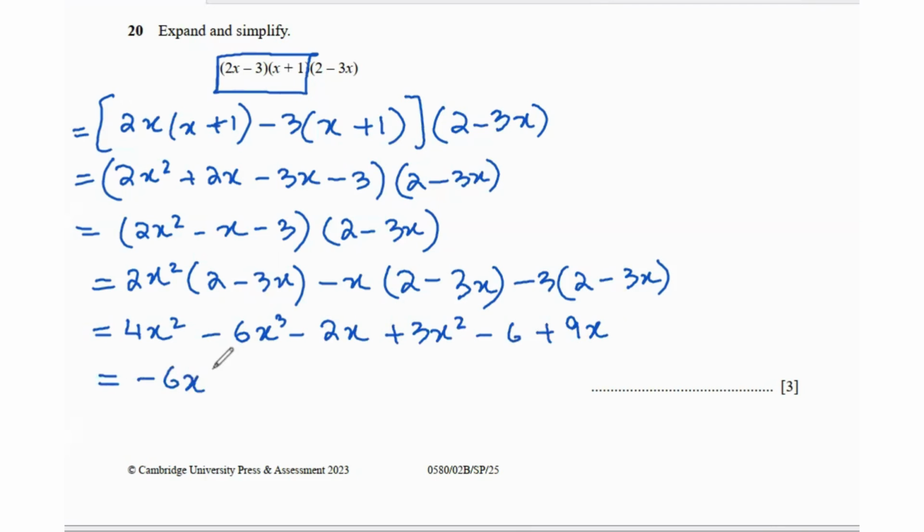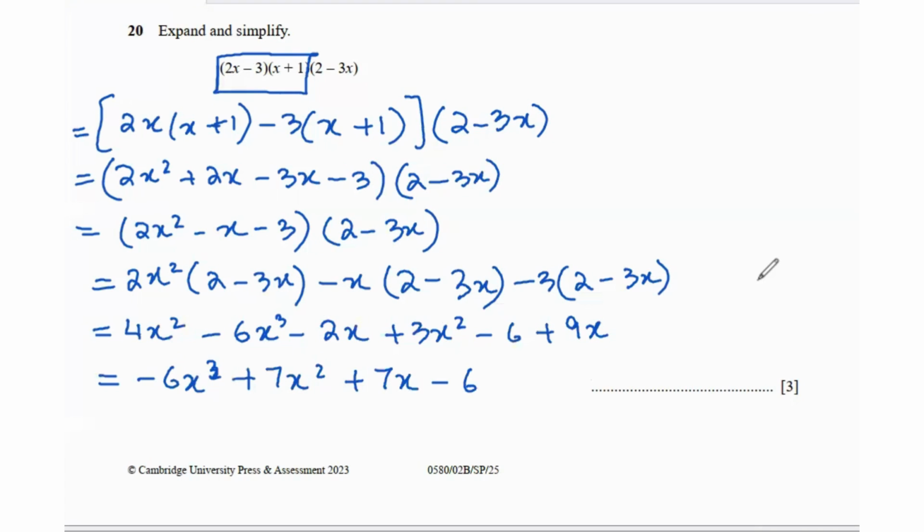Negative 6x cubed, 4x squared plus 3x squared is 7x squared. Negative 2x plus 9x is 7x, and then negative 6 comes as it is. So this is your expansion of the triple bracket.